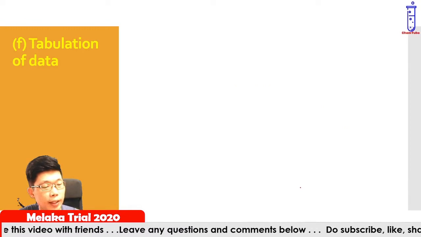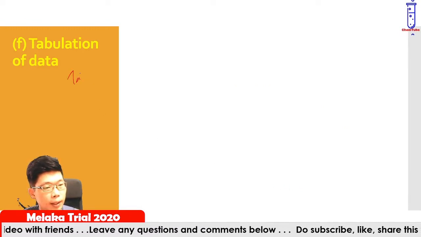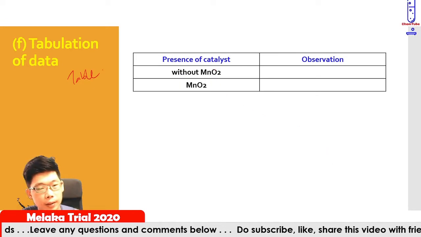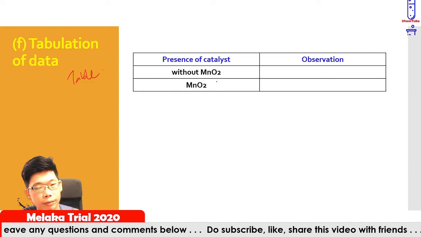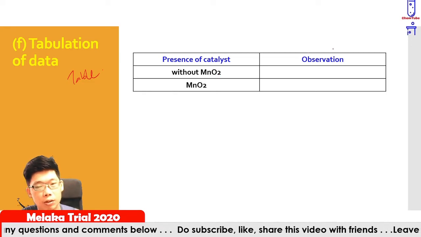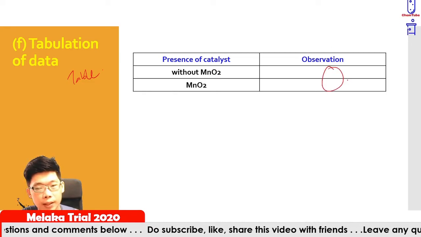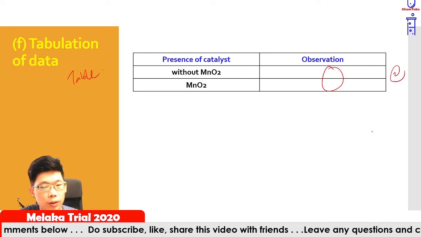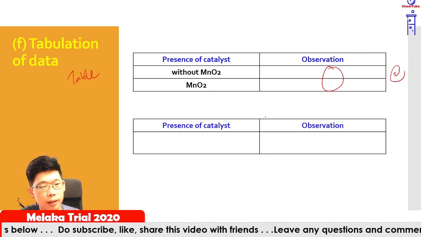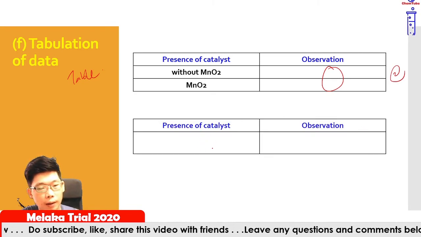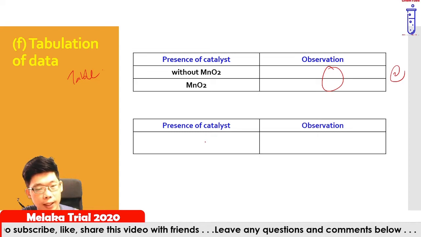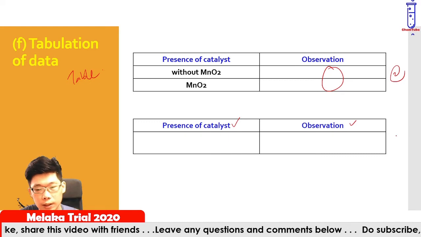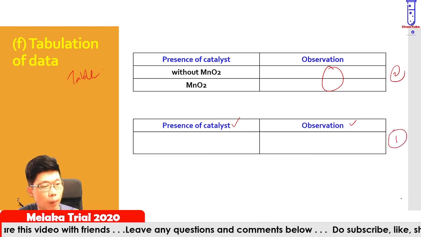Finally, tabulation of data must be put into a table. Suggested answer: presence of catalyst, with catalyst, without catalyst, and with catalyst manganese(IV) oxide. For observation, leave it empty because you are planning the experiment. This is for score 2, maximum. Then score 1, without mentioning the presence of manganese(IV) oxide, so it has just the title and the observation. This is for score 1.